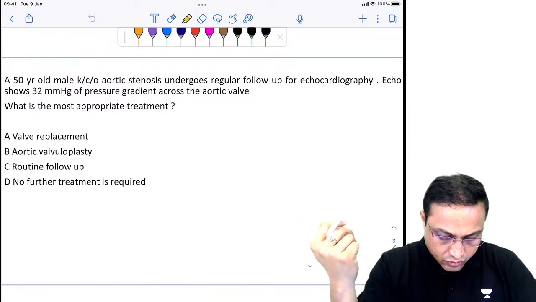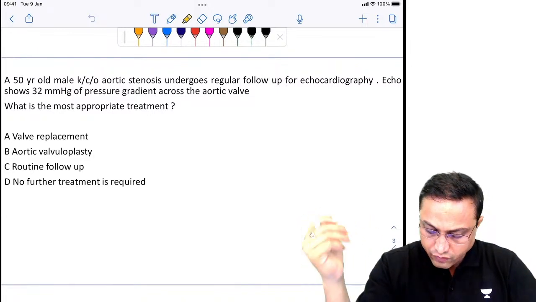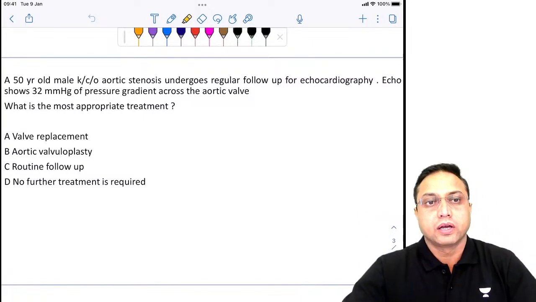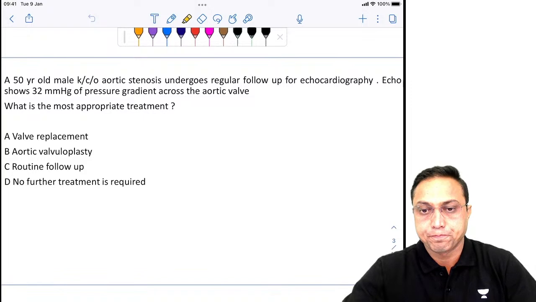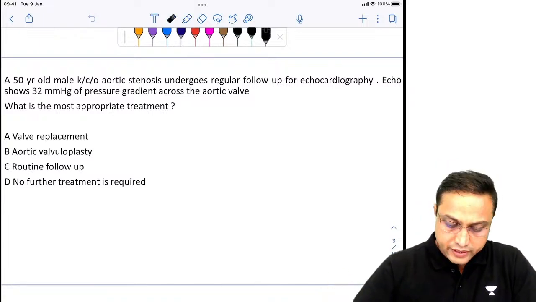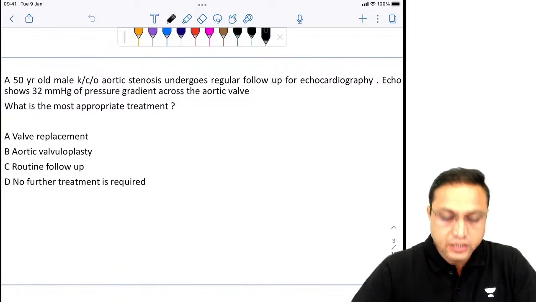Now, I would like to know, Mithu, Nihar, Shobhi, Rohit, everyone has given me answer C, routine follow-up. Why have you given me the routine follow-up? Why are you not going for a valve replacement? Can you please tell me? Why not aortic valvuloplasty? Yes, it will be interesting to know. Why have you chosen answer number C?